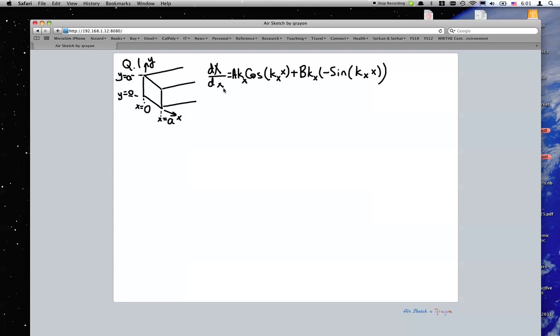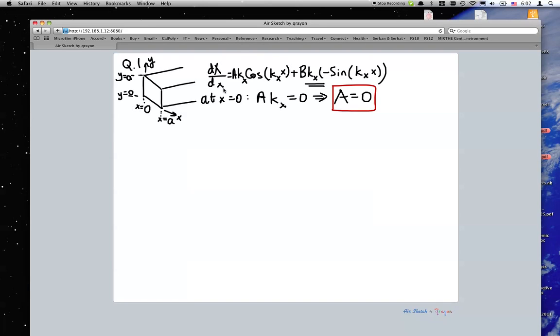So at x equals 0, the second term vanishes, so that means it will be just a kx cosine 0, which is 1. So a kx equals 0, and this gives us a equals 0. Okay, that's our first result. So we know how X of x looks like now. It just has the b component, b cosine kx x.